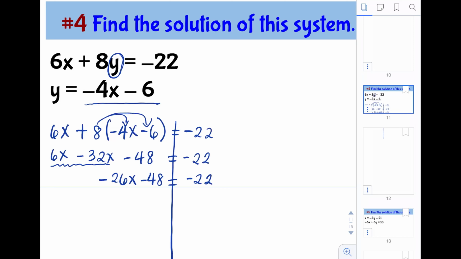Now we need to add 48 to both sides. And this gives us negative 26x is equal to positive 26. Now we divide both sides by negative 26. And our x value is negative 1.